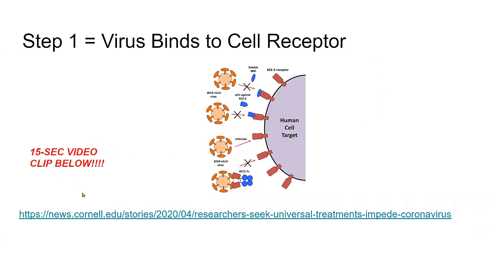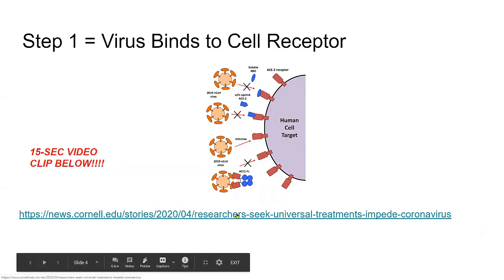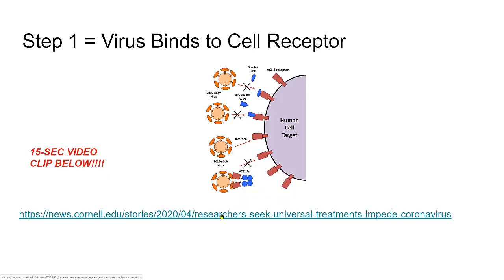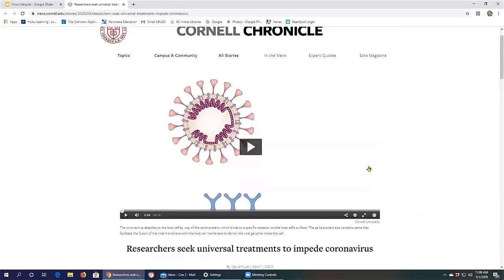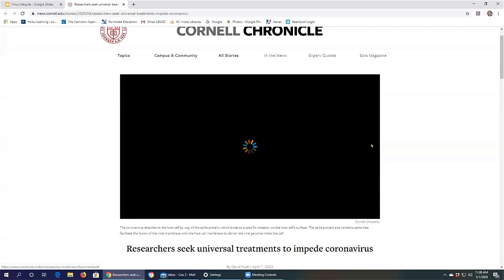I have a 15-second video clip here which illustrates what happens when it does attach, what happens when it binds. This is from Cornell, as you can see. So this picture should look familiar to you. There's the virus with the RNA inside and the spike proteins outside. What's not well labeled here is this is the human cell, and these Y-shaped things here are going to represent the receptor. This is only 15 seconds. I might play it twice.